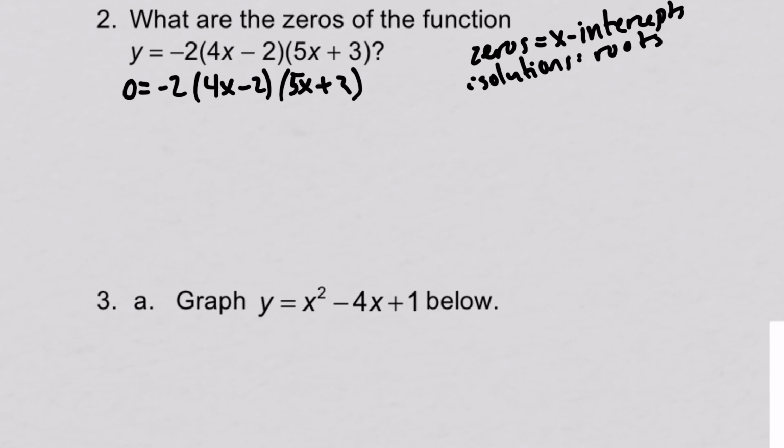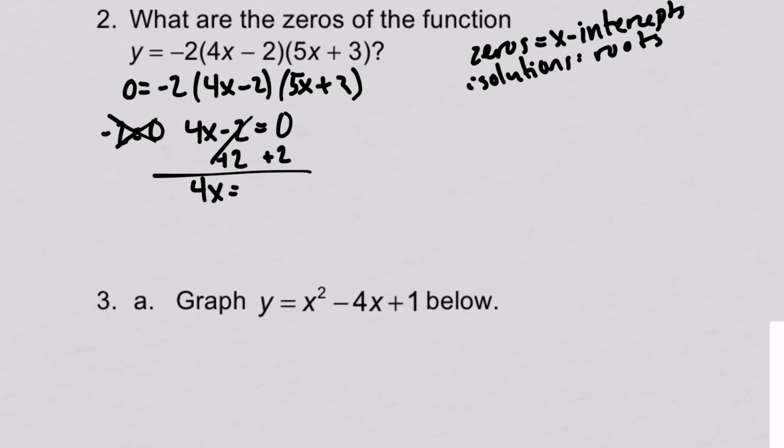Okay, what I'm going to do is set each factor equal to 0. So I'm going to set this one equal to 0, this one equal to 0, and this one equal to 0. Okay, that first one, negative 2 equal to 0, makes no sense, so I'm not going to get a solution out of that. But the next one will give me a solution. 4x minus 2 is equal to 0. To solve that one, I'm going to add 2 to both sides. That cancels. 4x is equal to 2. And then I'm going to divide by 4 to isolate the x. X is equal to, simplify that fraction, you get 1/2.